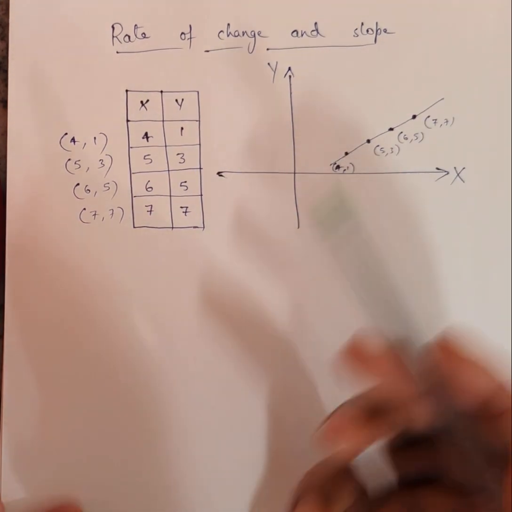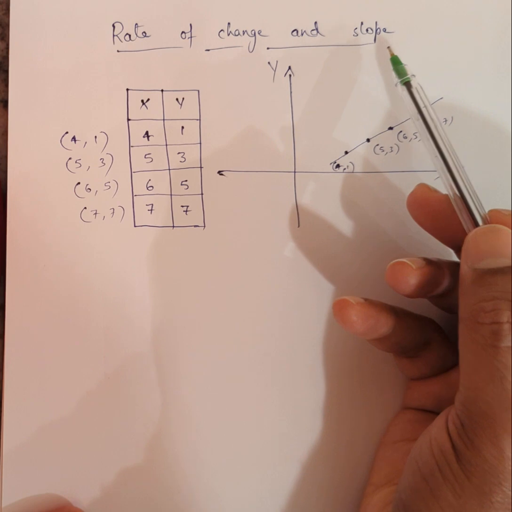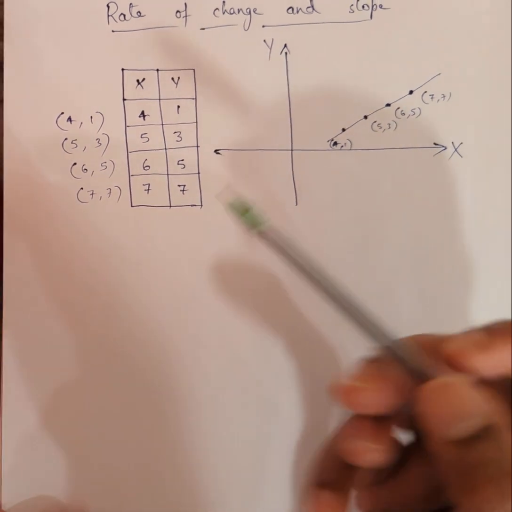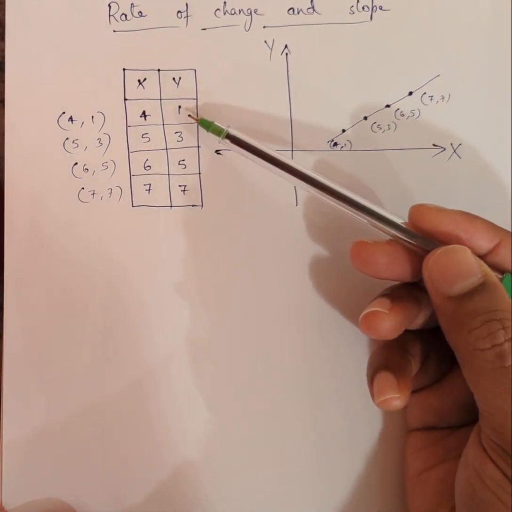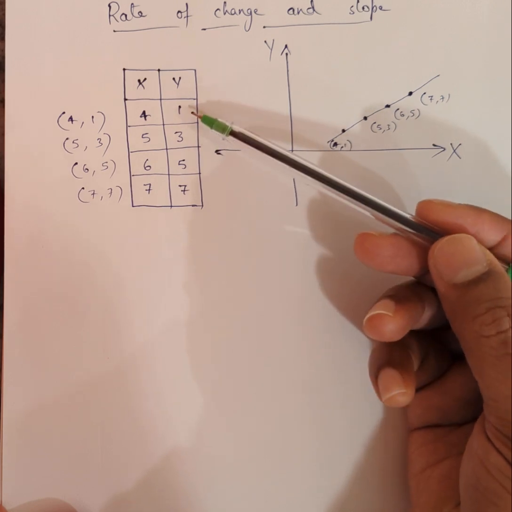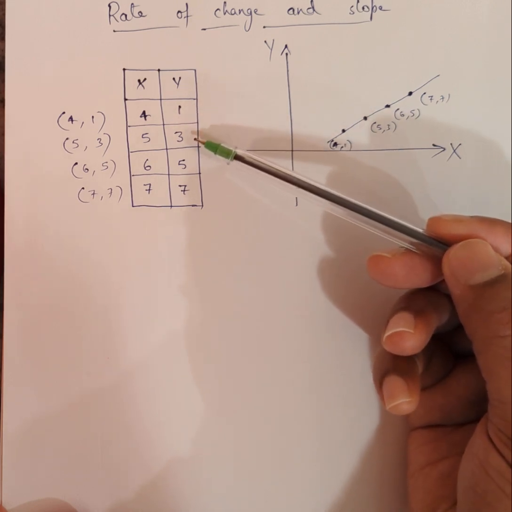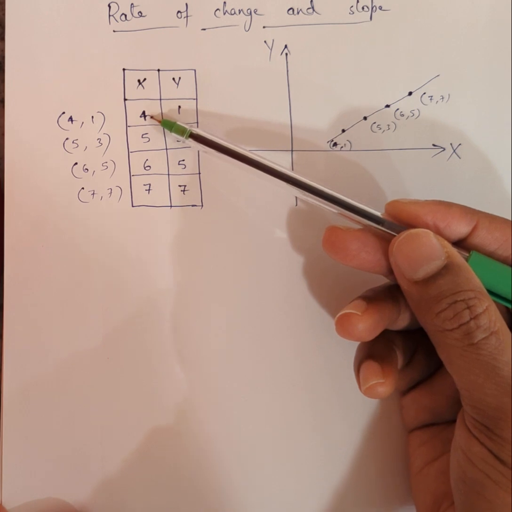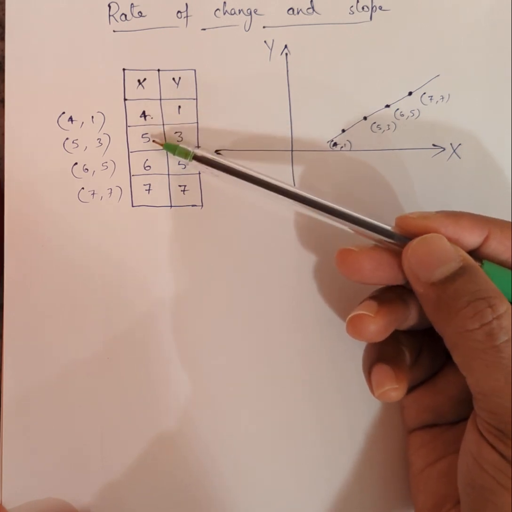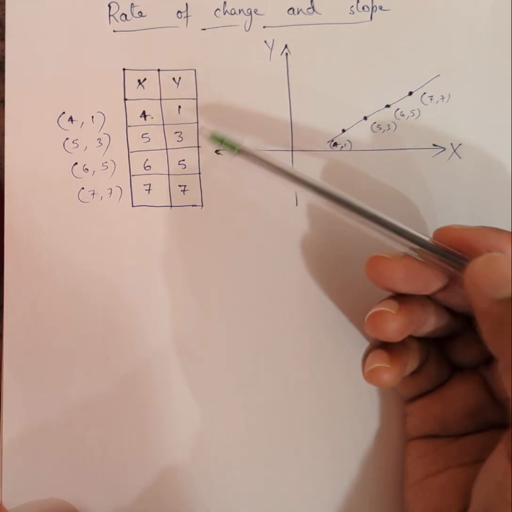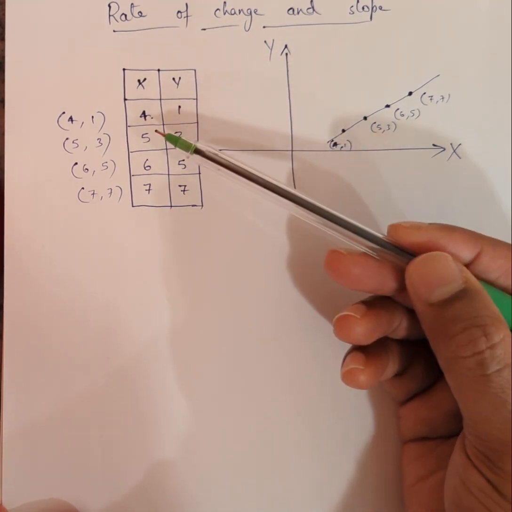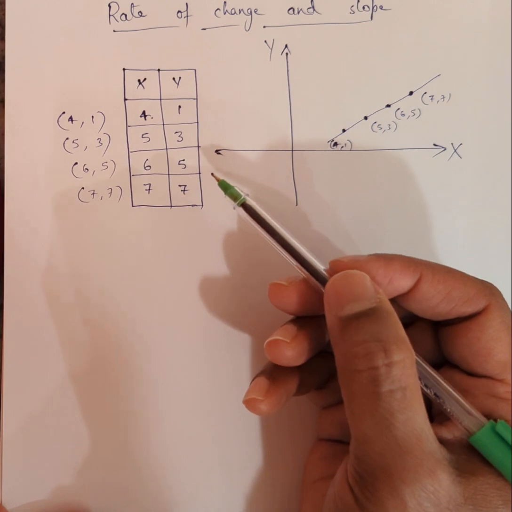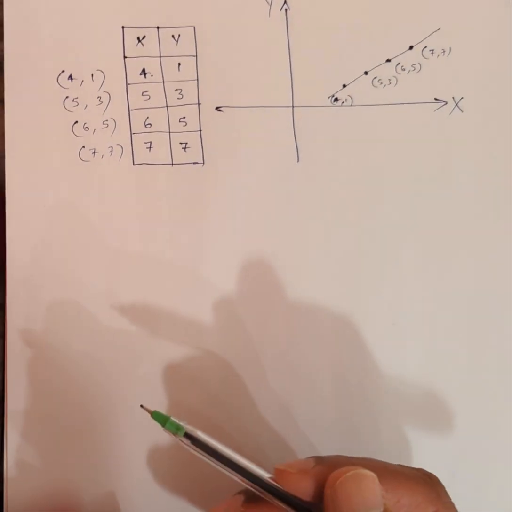Now, I have a video entirely dedicated to slope where I defined it as rise over run. So in other words, we look at the rise, which is how much y is changing by. So if y is going up by 2, then we say that the rise is 2. And whatever x is changing by, so x is going up by 1 here, so that's called the run. So in this case, the slope is going to be 2 over 1, which is equal to 2. So slope is 2, which means the rate of change is also 2.